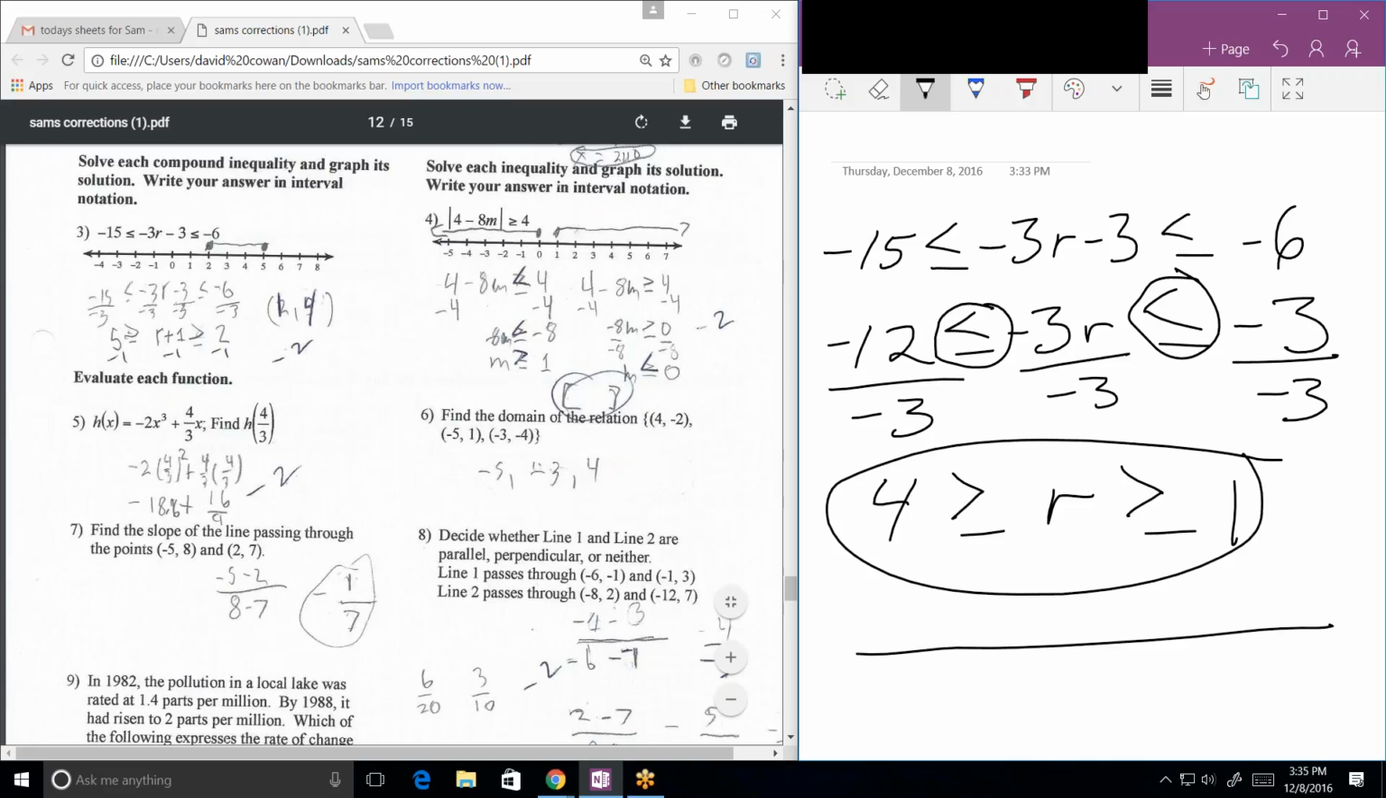And graphing that, there's 1, there's 4, so it's between 1 and 4, and they're both greater than or equal, so it's that line. Open or closed dot at the end of that line? Closed.